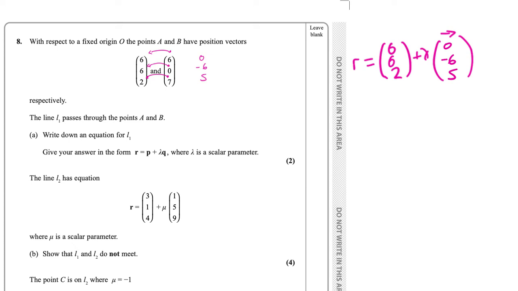Okay, so you could have also had your direction vector as 0, 6, negative 5. It doesn't matter. Okay, also if you had this one, that's completely fine. It's still equivalent.